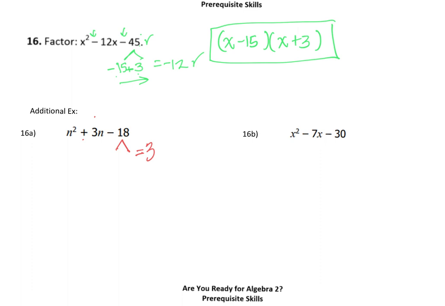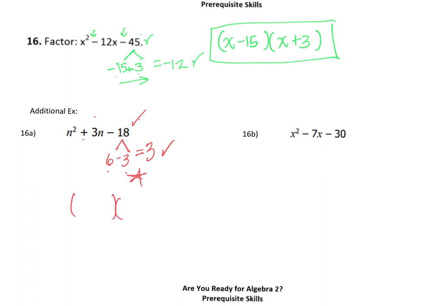Okay, 6 and 3. Okay, how about 6 and negative 3? 6 times negative 3 makes negative 18. 6 minus 3 makes 3. Okay, notice these two check marks. It works both ways. So these two numbers, yay, they work.